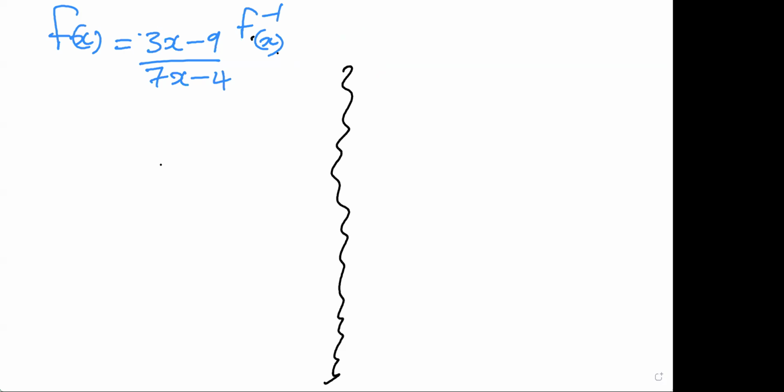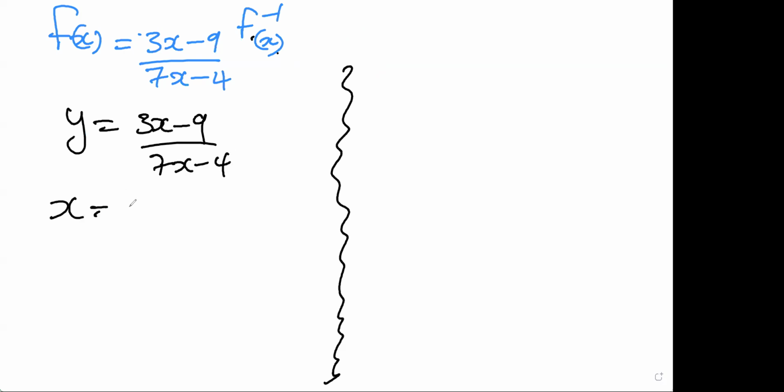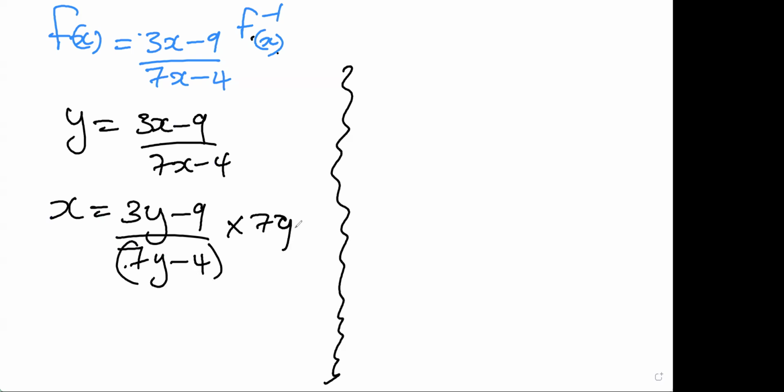Alright, cool. So we change the function to y. That's the first order. Interchange x for y and y for x. So anywhere we see x, we put y. Anywhere we see y, we put x. Get rid of this by multiplying, right? So you multiply it by both sides.